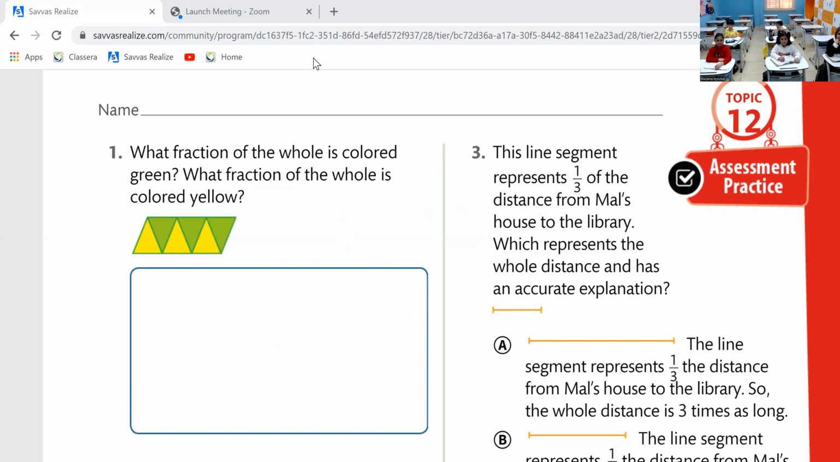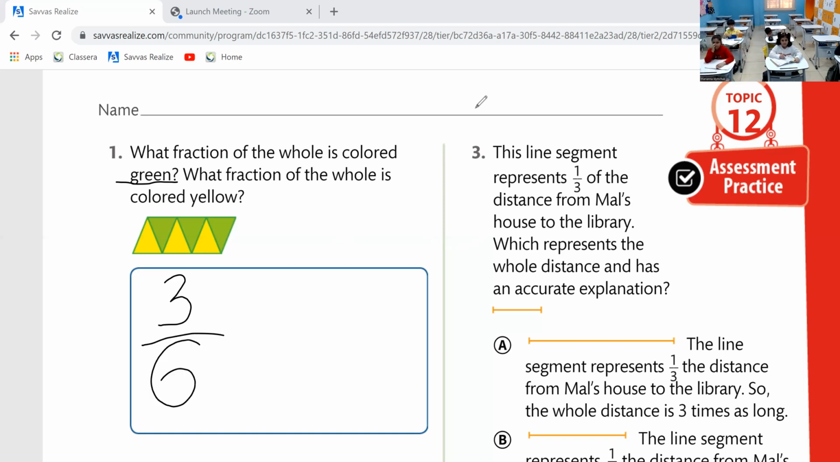And right now, Mohammed, how many green parts do you see? 3 out of how many together? 6. Count in your book. Put your finger in your book and count in your book, not on the screen. I have 6 together, but green is 3 out of 6.